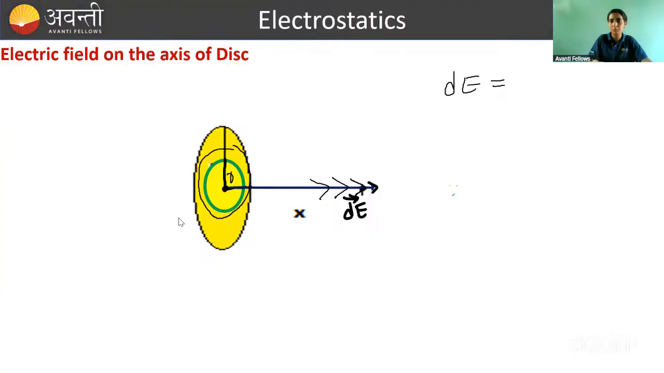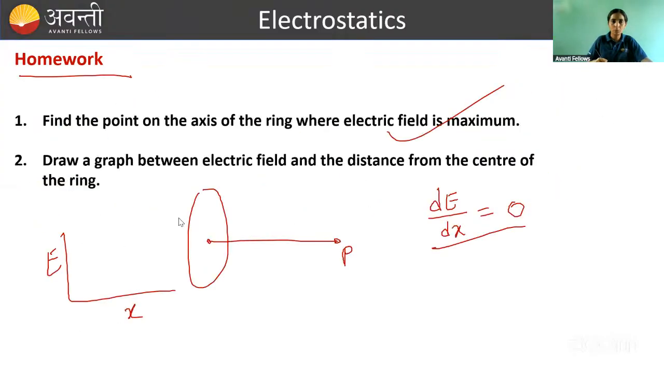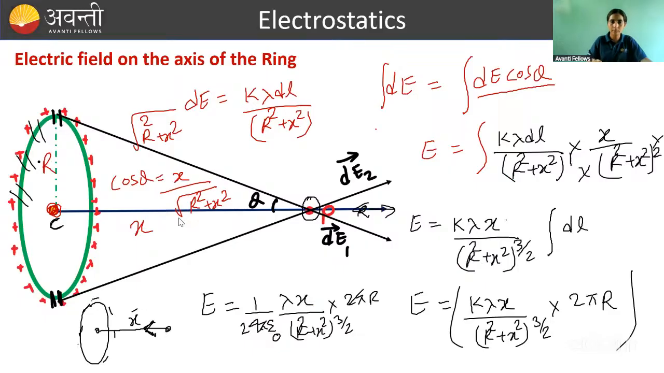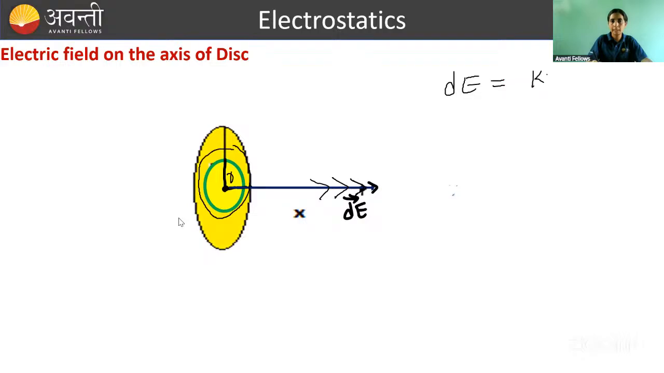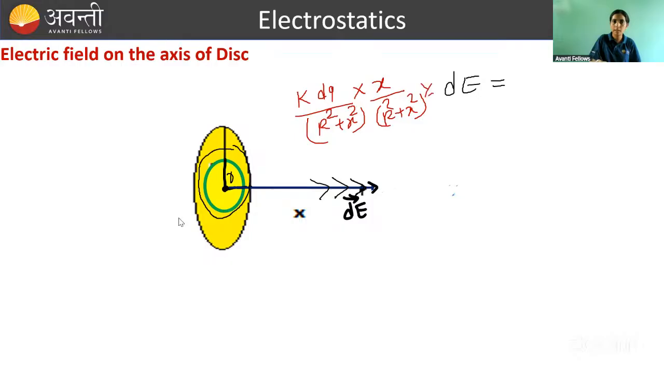So it is simple, you write the value of dE. What was your formula for dE? Let me go back and see. Let me do it properly. If you remember, what did we write? k dq, the small charge, divided by r square plus x square, into cos theta. This was the formula, right? And cos theta was x divided by r square plus x square to the power half.